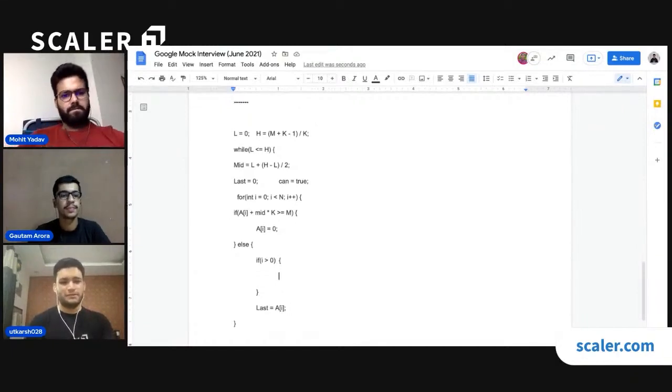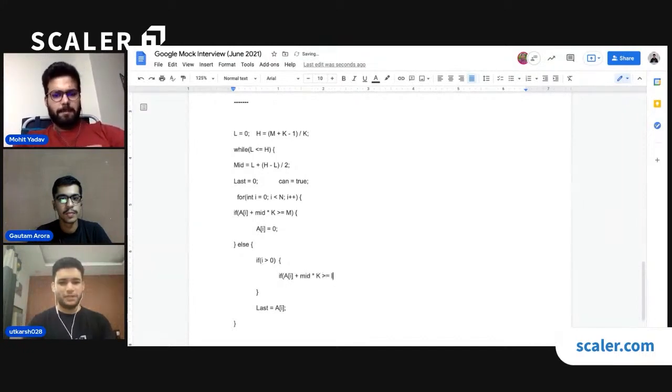So now our goal is to reuse this particular formula. If the current element a of i plus mid into k is greater than or equal to the last element, that is the previous element right now, then we are good and we don't want to change anything, because we'll just try to make a of i equal to last.